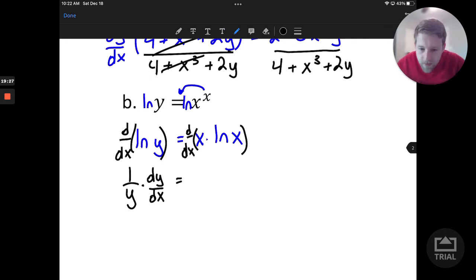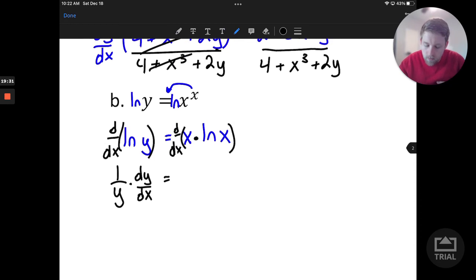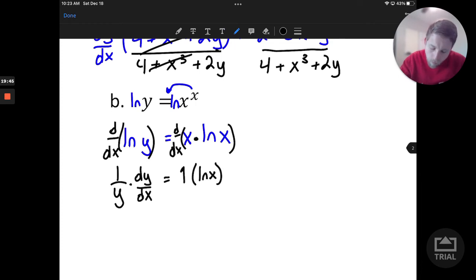The right side of the equation, we have another product rule on our hands. So we can apply the product rule one more time with just functions of x. There's actually no y's here. So we can just do a normal product rule: take the derivative of the first times the second, plus the first, that's x, times the derivative of the second, which is 1 over x.